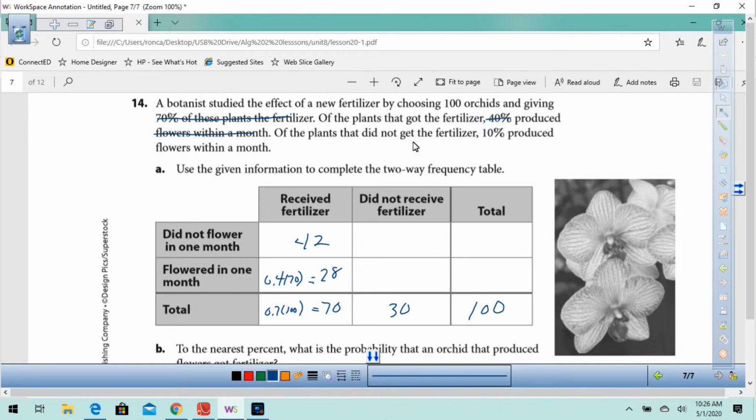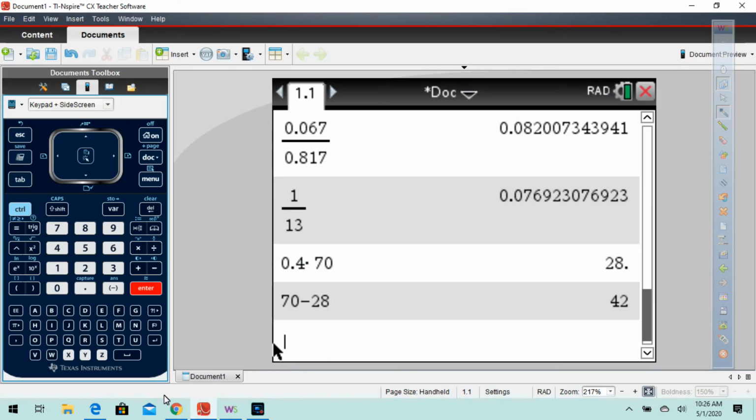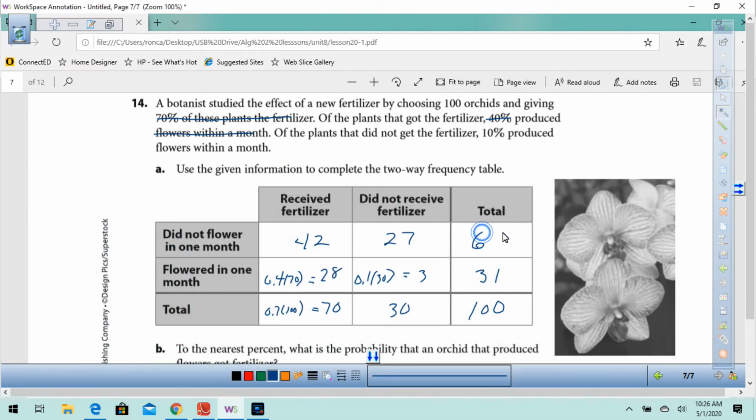Now, of the plants that did not get fertilizer, 10% produced flowers within a month. So we got 0.1 times 30, and that equals 3. So that means that must be 27. 28 and 3, 28, 29, 30, 31. There, that means this should be, let's see, 42 plus 27. That should be 69. There we go.